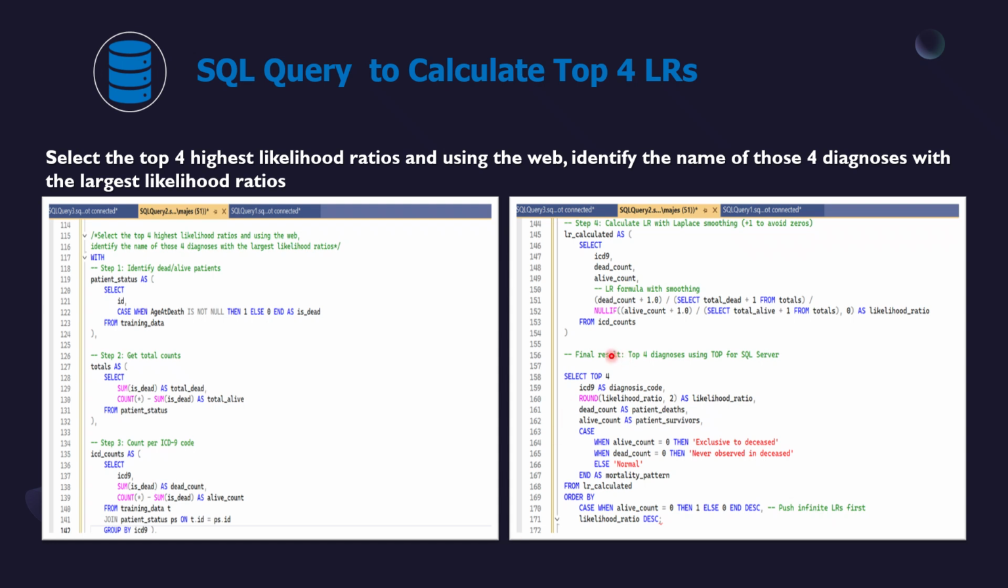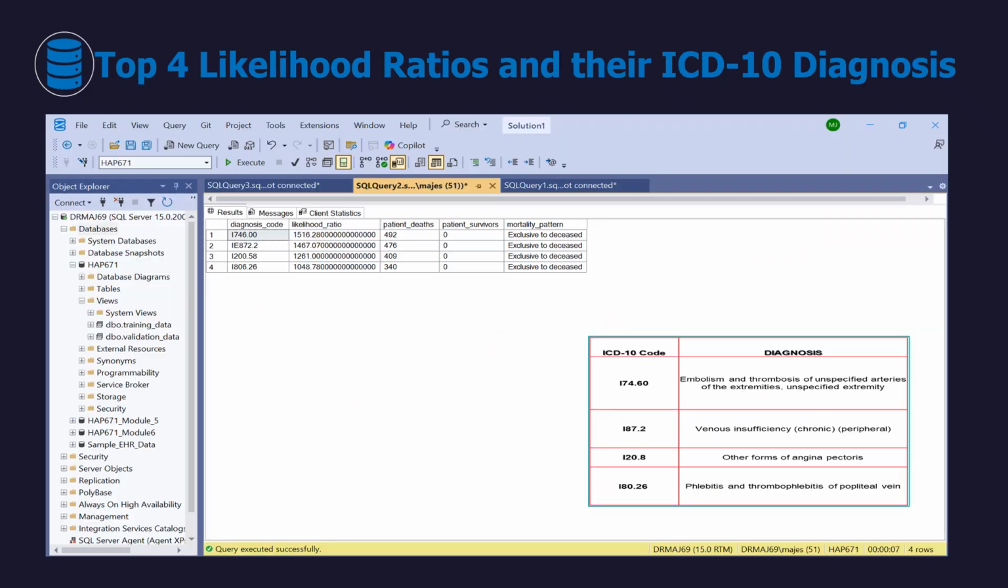So you can see this one here, the final result. In Microsoft SQL Server, you have to select the top 4, and then when you do that, you select the ICD-9 diagnosis code. You use the round function, and then use the aliases and case function, and then you should be able to use all these codes to generate your top 4 likelihood ratios based on diagnosis. So let me go to the next one.